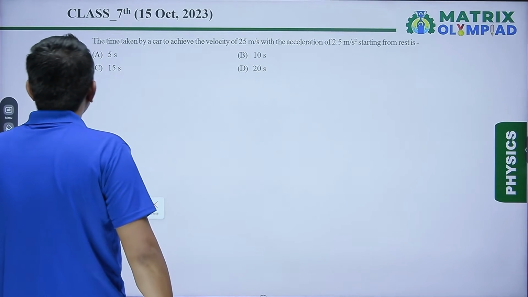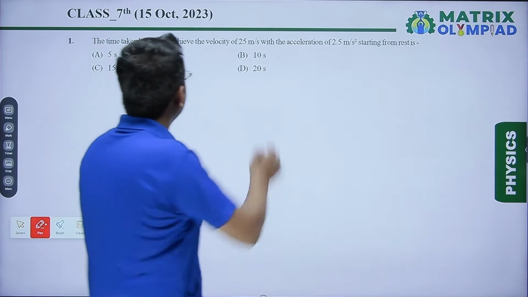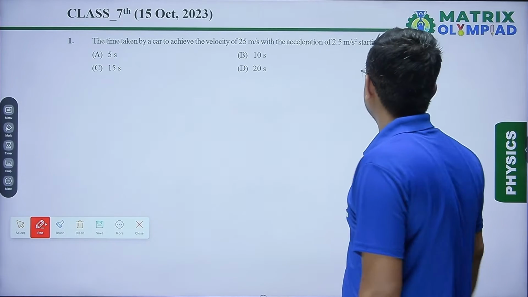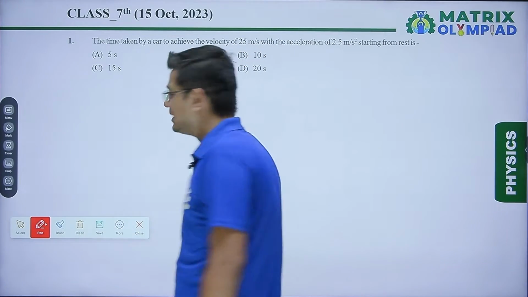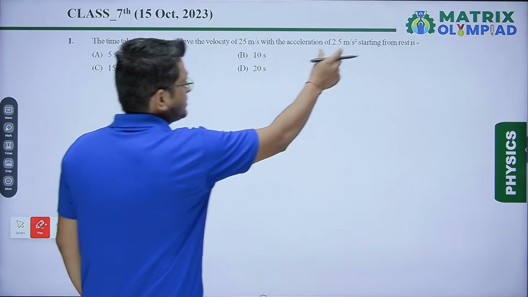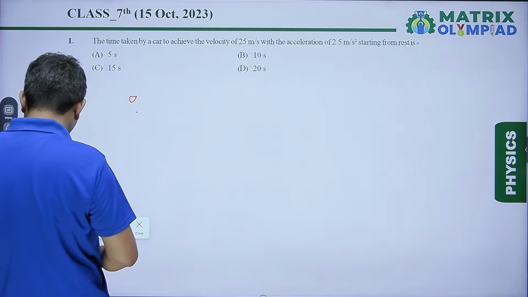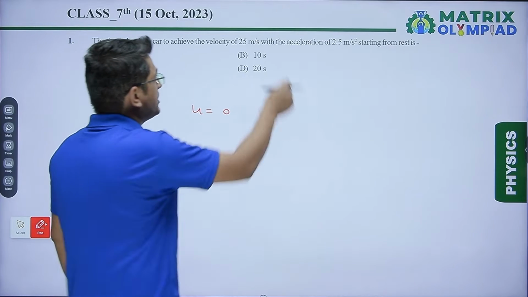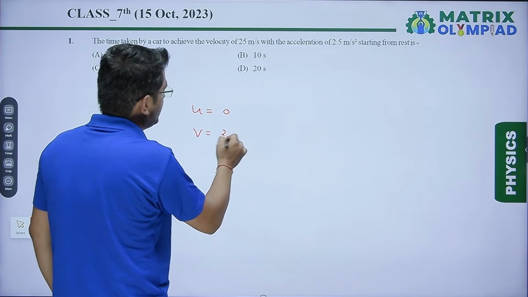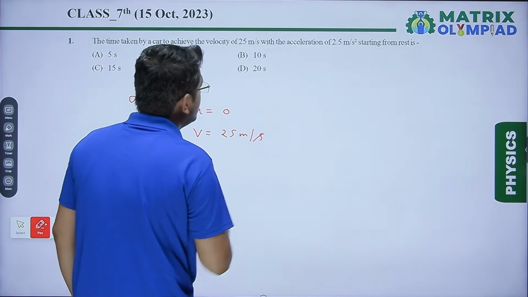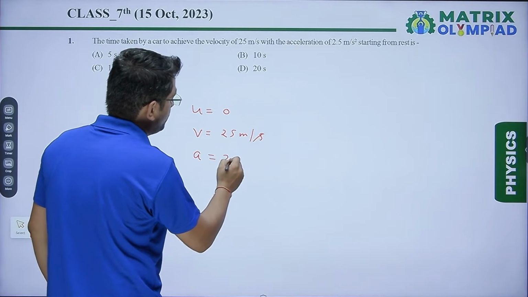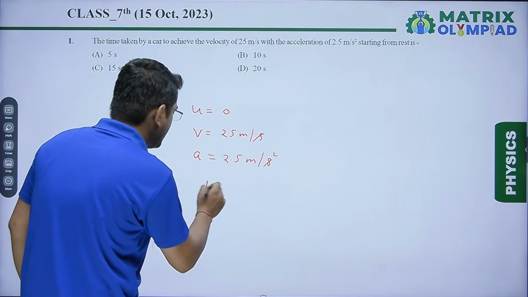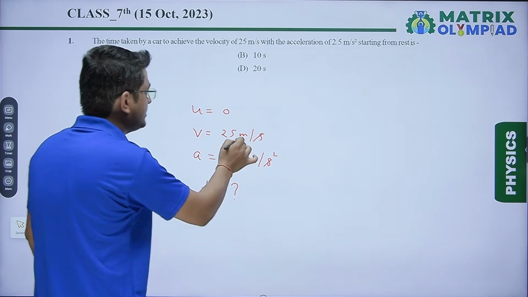the question 1 says the time taken by a car to achieve the velocity of 25 meter per second with the acceleration of 2.5 meter per second starting from rest. So let us note down the given quantities. As we know that the body is starting its motion from rest, its initial velocity u is equal to 0, and after some time it attains a final velocity v equal to 25 meter per second with an acceleration a equal to 2.5 meter per second square. We have to calculate the value of time in which the body attained this final velocity.